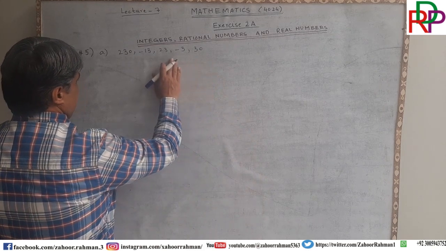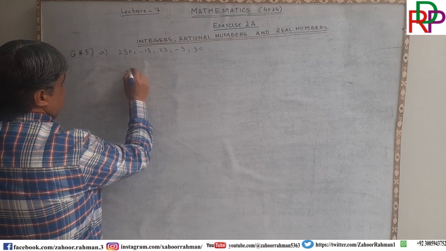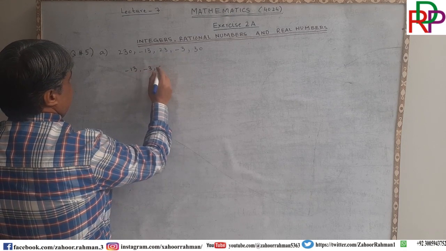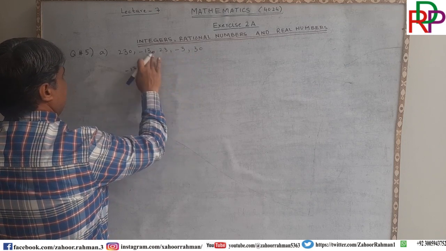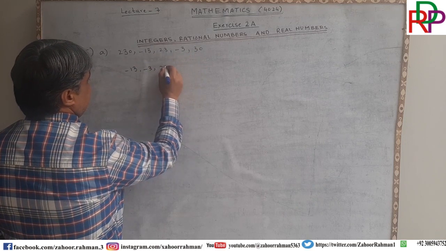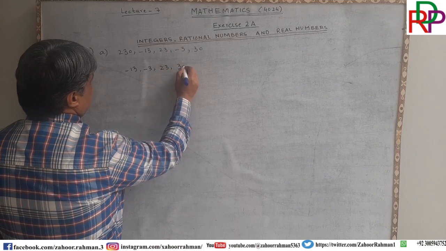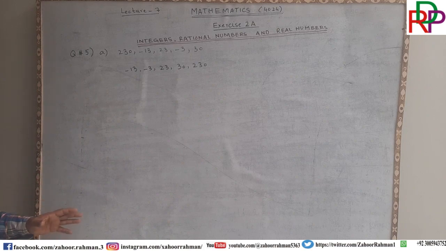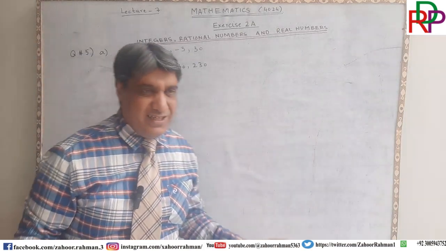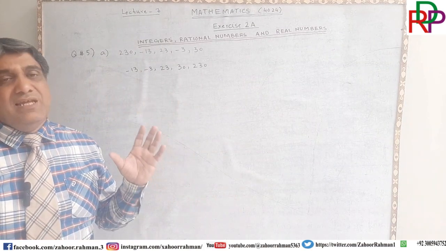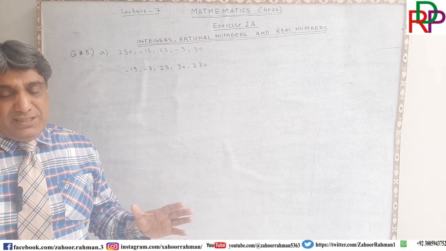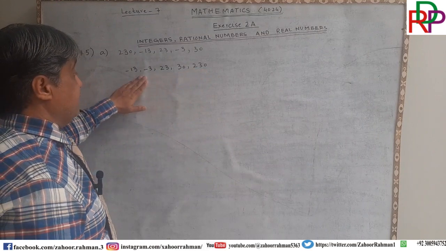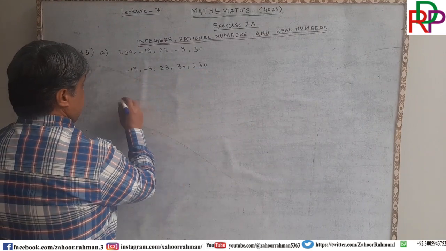The smallest number in this is minus 13, then minus 3, then we have 23, then 30, and then 230. They want to check your skills, whether you understand the concept of which number is larger and which number is smaller. So if you write in this way, you are perfectly all right.